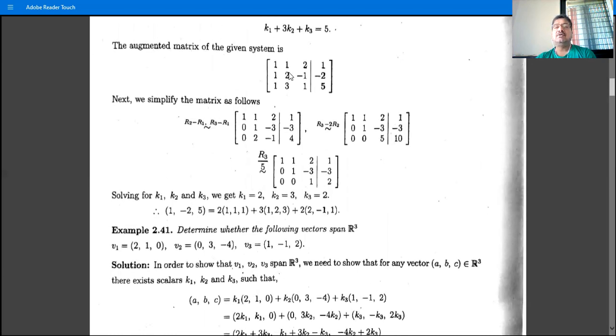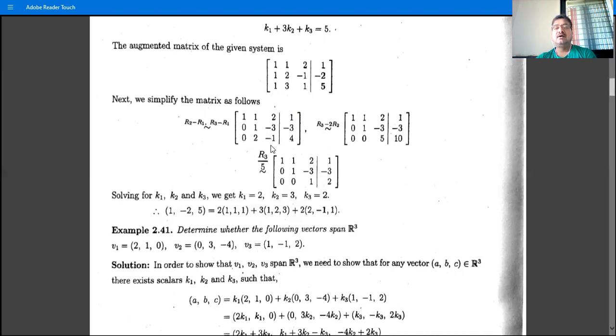We have to reduce this matrix to echelon form. So here is 1, and we have to reduce these two elements to 0. So the operations are R2 minus R1, R3 minus R1. We have 0, 0 at this place, and so R2: 2 minus 1 is 1, 1 minus 1 minus 2 is -3, -2 minus 1 is -3. Then 1 minus 1 is 0, 3 minus 1 is 2, then 1 minus 2 is -1, and 5 minus 1 is 4.